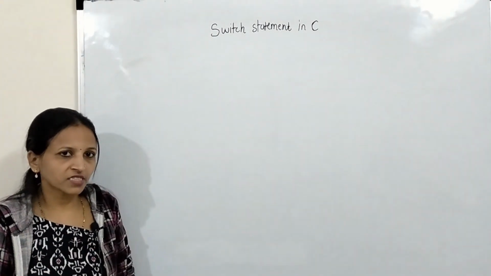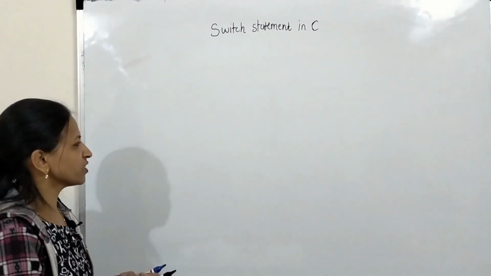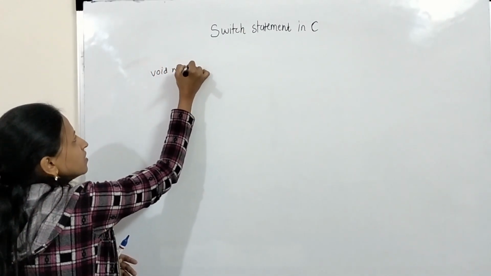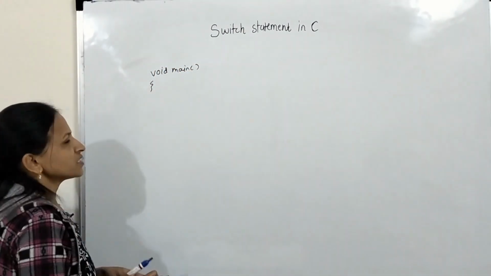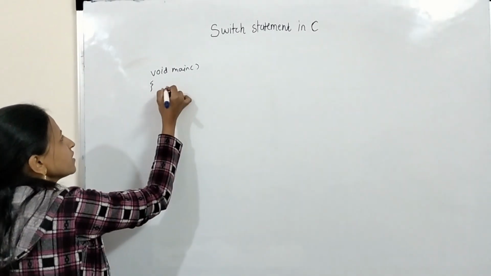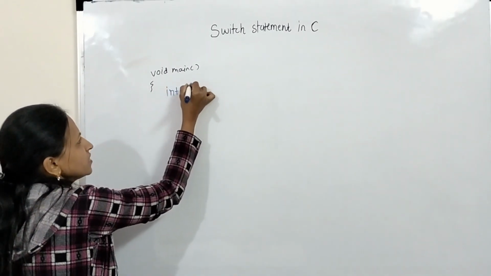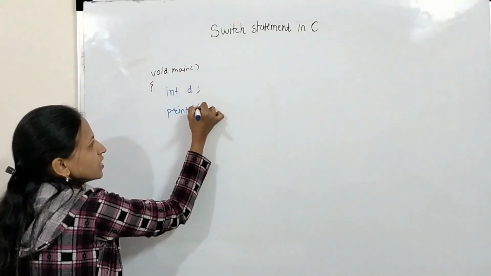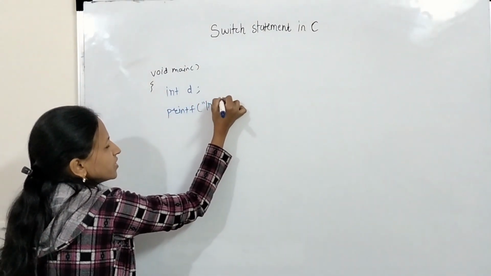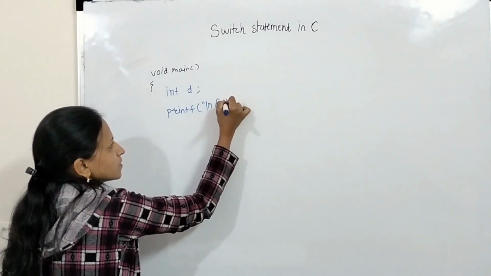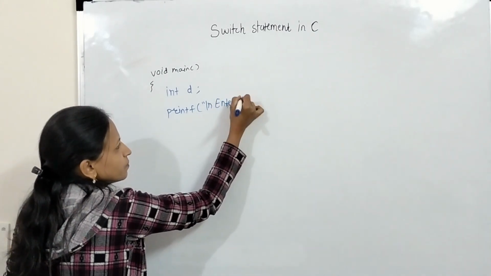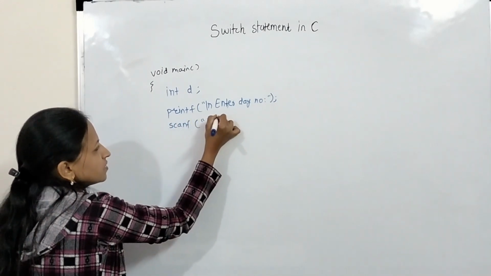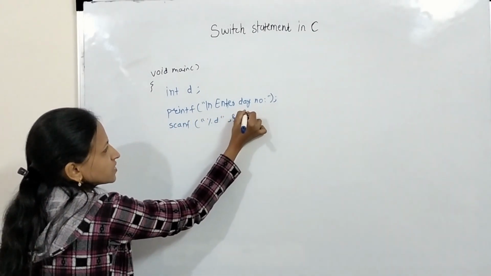See, here we have to accept first day number from user. For that we will declare one variable inside void main. Here we have to accept a day number, that's why we will declare one integer variable like int d. Suppose we have written like enter day number. Here with the help of printf, enter day number, then just scanf %d ampersand d. In this way we have accepted that day number.